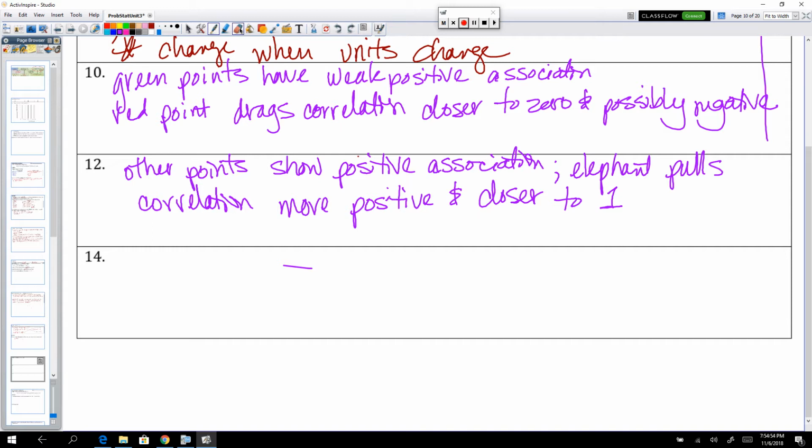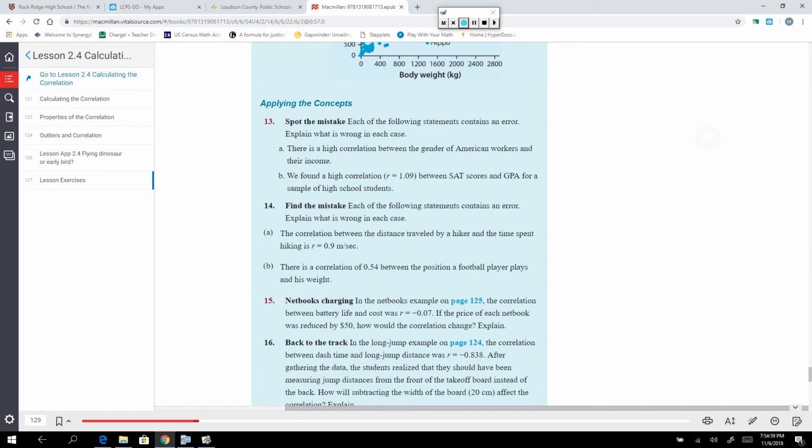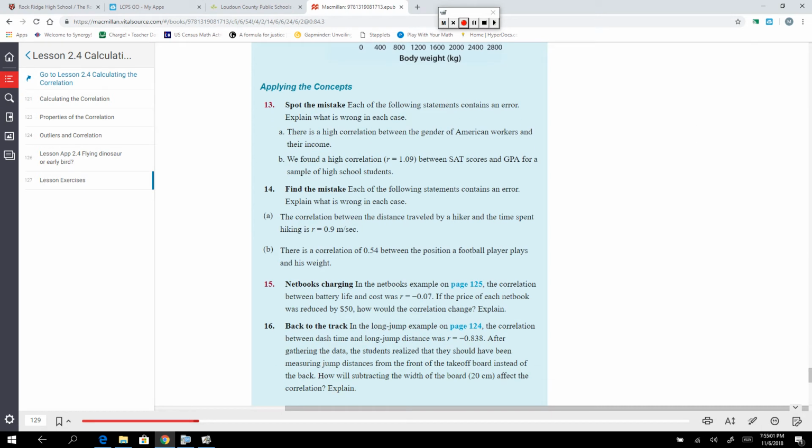Now, let's take a look at example 14. Finding the mistake. This is another statistics teacher favorite type of question. So we don't have any data to look at here. We just have these statements. Someone has done a bunch of work and they're declaring these things. They're declaring A and then they're declaring B. And we have to explain what is wrong. What did they say wrong in this sentence? The correlation between the distance traveled by a hiker and the time spent hiking is R equals 0.9 meters per second. What is wrong? Somewhere in this statement, something is wrong.